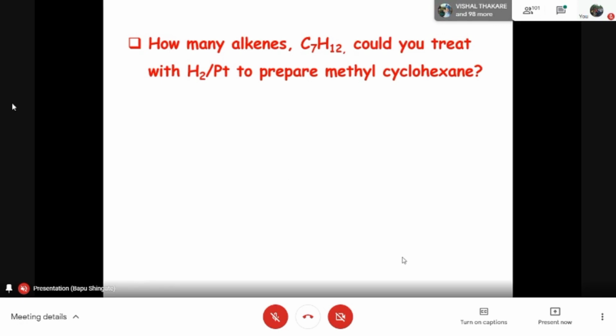How many alkenes with molecular formula C7H12 could you treat with H2/Pt to prepare methyl cyclohexane? See, first of all, you should know the structure of the final product, that is methyl cyclohexane. Then the molecular formula is given, meaning the starting material is given, C7H12. Accordingly, you have to find out what type of alkenes after reduction give methyl cyclohexane. Can you answer this question? How many?